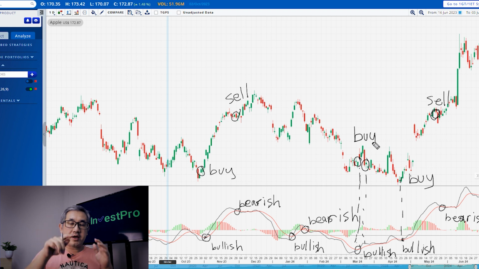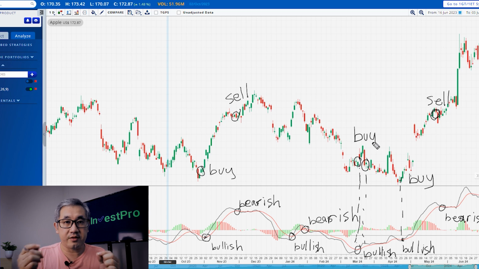When the black line crosses above the red line, it's a time for traders to buy, and when the black line crosses below the red line, then it's a time to sell. So that's how this MACD crossover works, to buy and to sell stocks.